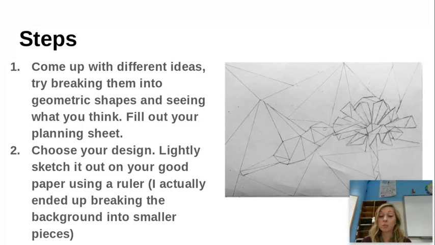So first, what you're going to do is your planning sheet. You'll have to come up with some different ideas. And then once you have your idea that you really want to do, you're going to break it down into geometric shapes so you can see what it's going to look like. This might be something where you want to try it with a couple and then choose which one you think looks the best. So here's my example that I did. I did a hummingbird on a flower. And I actually found that some of these sections were too big. This is probably a perfect size. So I ended up breaking some of these bigger sections into smaller sections because it was a lot easier to paint.